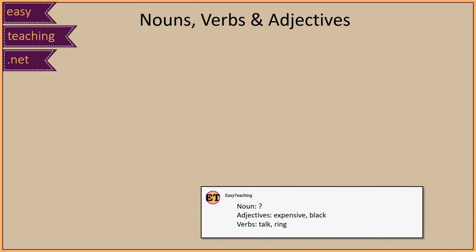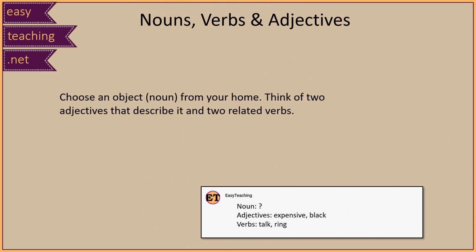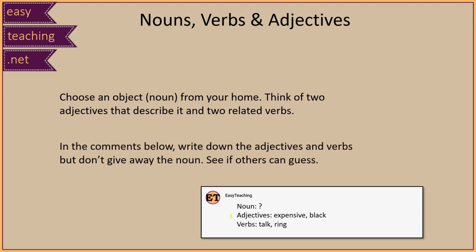Let's end with a little fun. Choose an object from your home. Think of 2 related adjectives and 2 related verbs. Now in the comments below, write down the adjectives and the verbs, but keep the noun a secret. See if others can guess what it is.